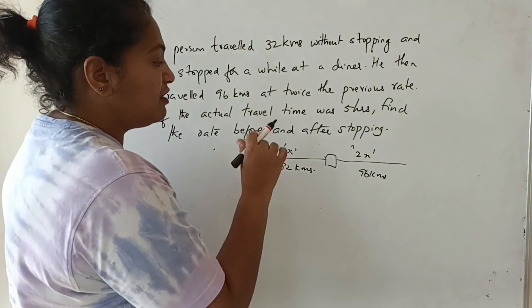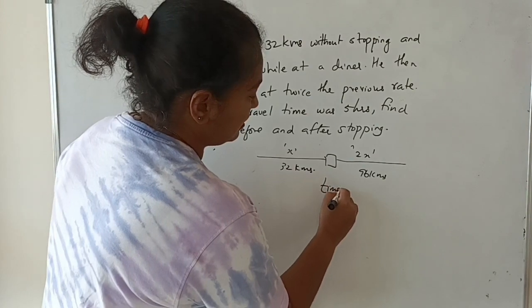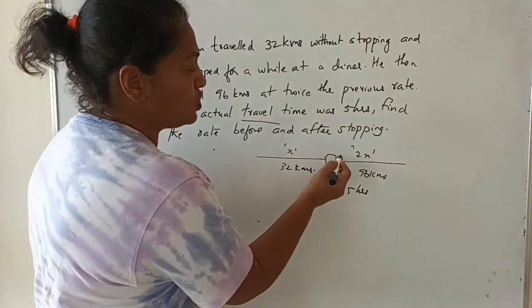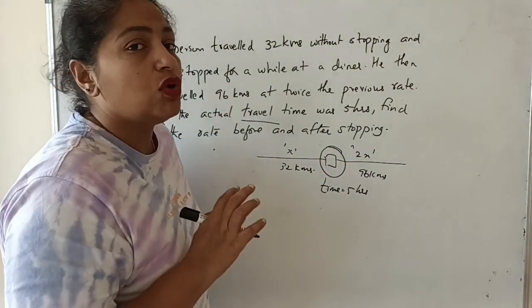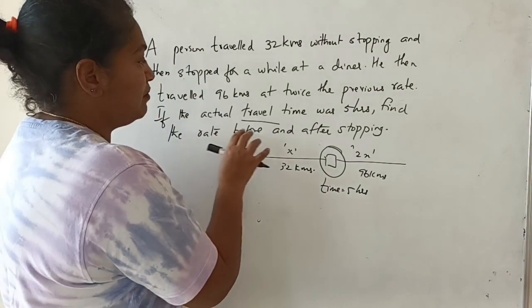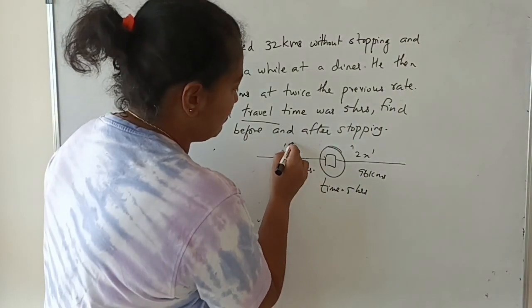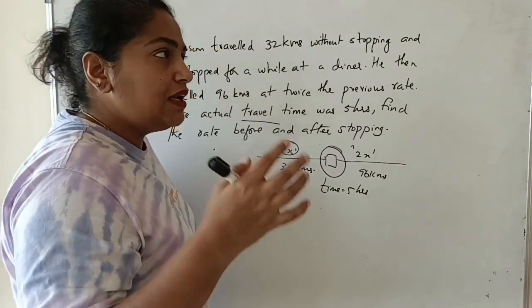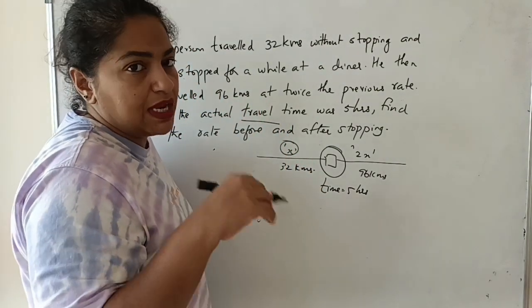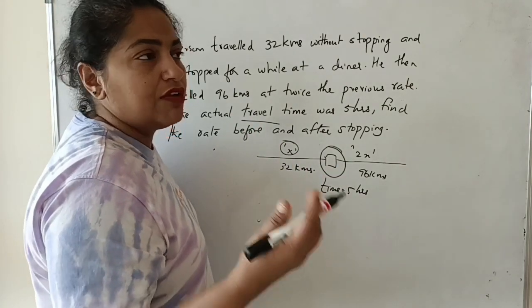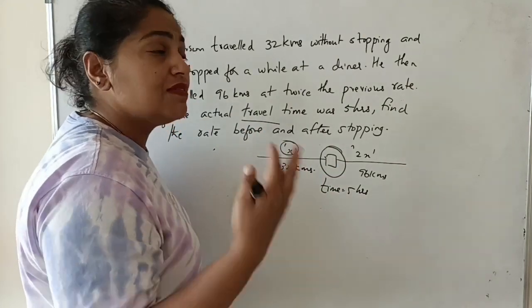Okay. Now, they have given you the actual travel time is 5 hours. They have mentioned it is a travel time. So, the time spent at the diner is of no importance at all. We need to find the speed before and after stopping, which means that we need to find the value of x. Now, you can start doing the sum without breaking it down into the 3 components of situation, progression and condition. If you want to break it down into 3 components, here it is.